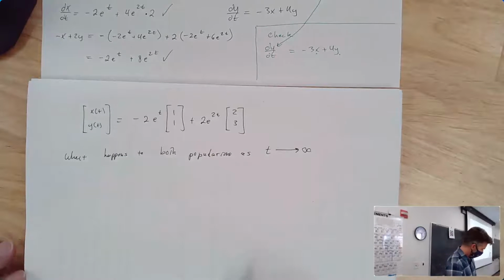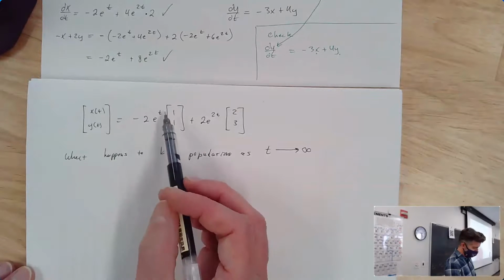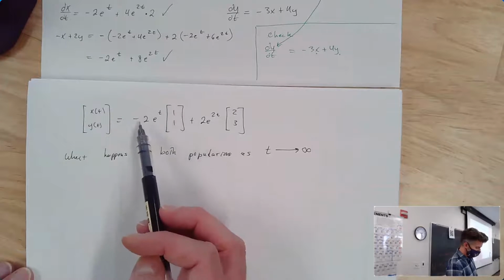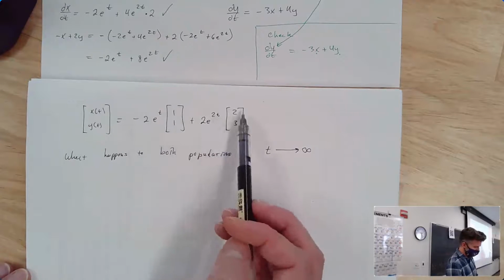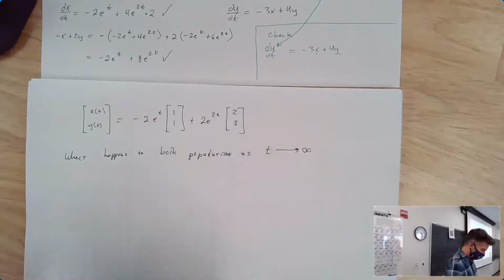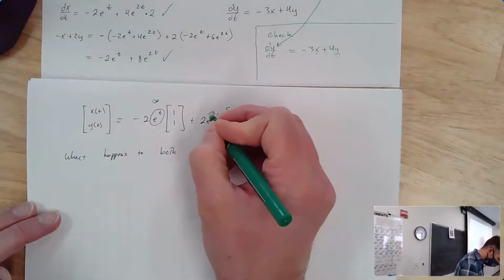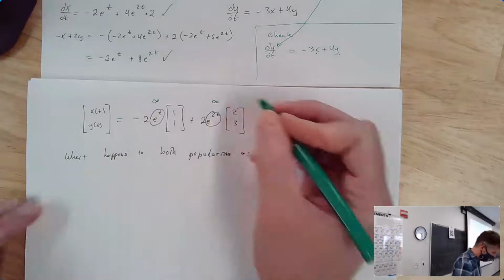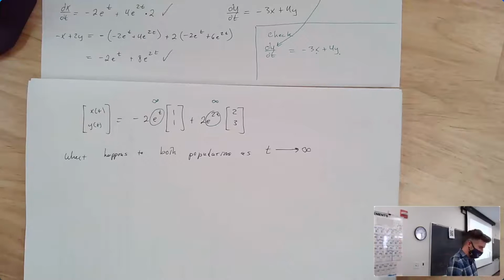Well, I've got something that's getting negatively infinitely large here, right? Because e to the infinity is infinity. So this is negative 2 times infinity times 1, 1. So both of these are negatively infinitely large here. But over here, we're getting a positive infinity. So I guess the question is, of the two of these, which is bigger? E to the t or e to the 2t? E to the 2t is infinitely bigger than e to the t.